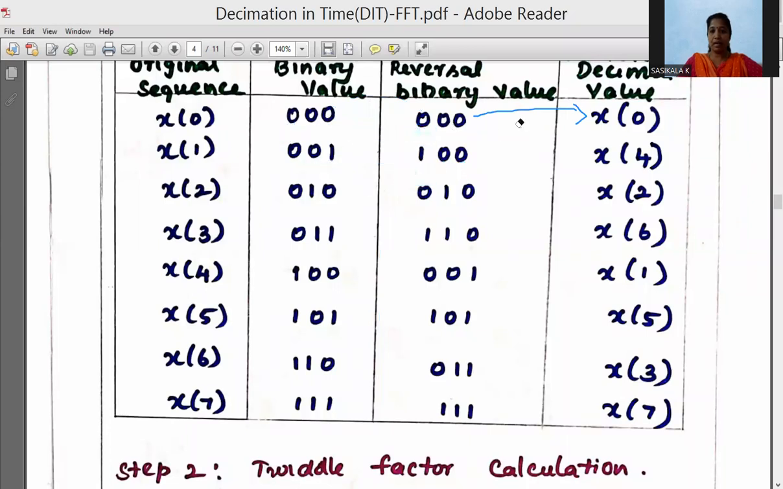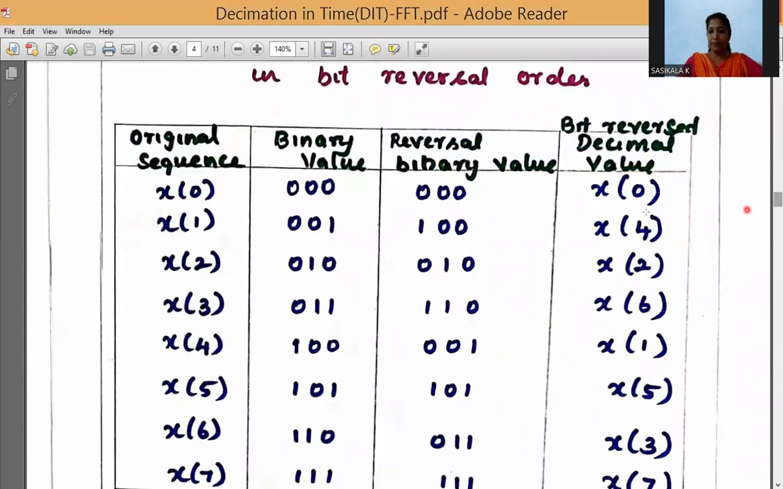So in the first half, you'll be getting the even numbers, and in the second half, you'll be getting the odd numbers. Normally even numbers will be 0, 2, 4, 6. But here in the bit reversed format, you will be getting 0, 4, 2, 6. The first 4 values are even numbers only. So x of 0, x of 4, x of 2 and x of 6.